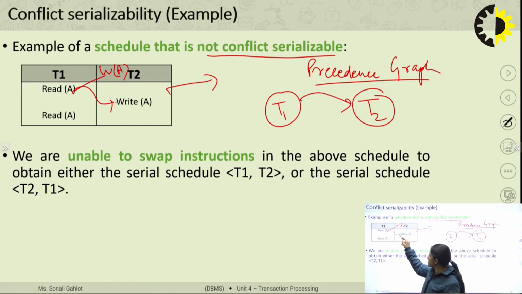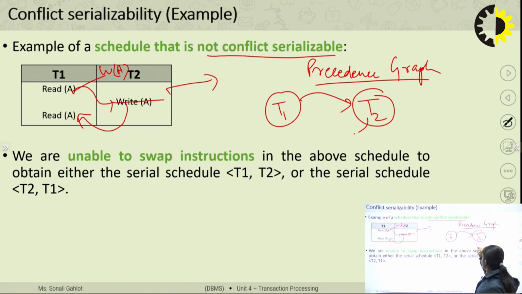Then again we check for a conflict pair. Yes, there is a conflict pair for this in T1, that is the read A, so we draw an edge. If we check here, there is a loop in this graph. If we get a loop in the graph, then the schedule is called not conflict serializable.